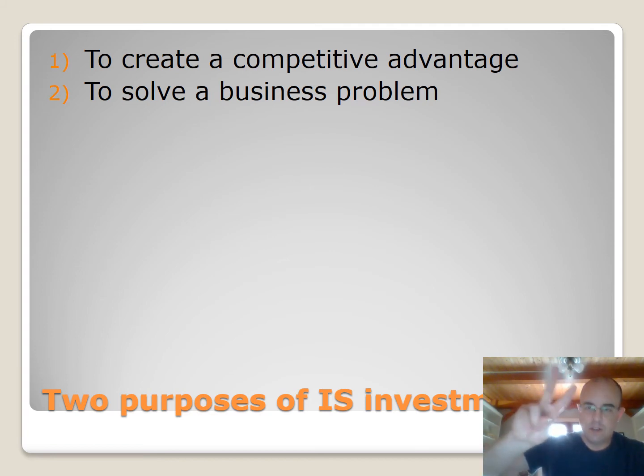There's only 2 reasons. These are the 2 reasons that you would spend money on information technology, on any kind of system. The reason is, 1, it will create a competitive advantage for you. 2, the second reason is it will solve a business problem. If it doesn't do one of these 2 things, we do not spend money on it. We do not invest in information technology, information systems, if it doesn't do one of these 2 things. These are the only 2 purposes for investing in technology.